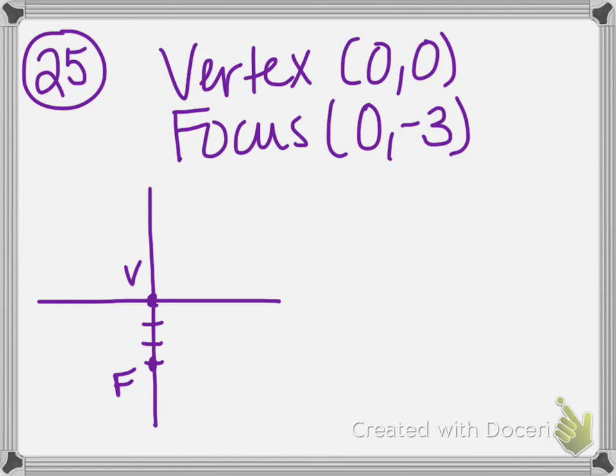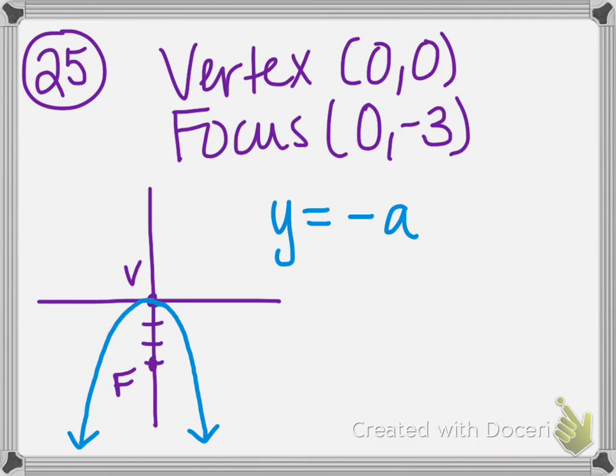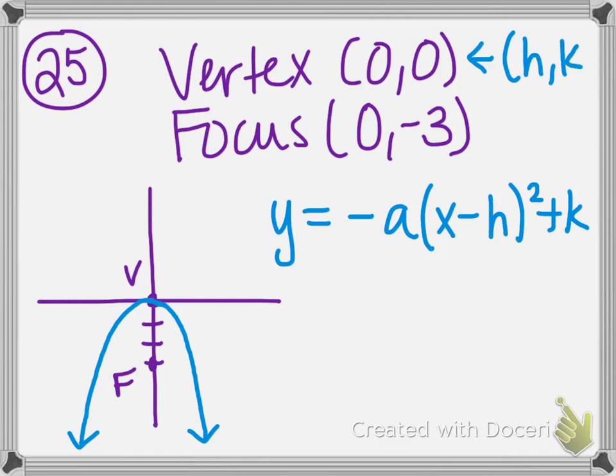And we're going to draw in our parabola, the focus. So the parabola opens downwards. Alright, if it opens downwards, then it's going to have to be a y equals equation. So we're going to have a negative a, because that's where the negative y values are, times x minus h squared plus k. H is the x part of the vertex, and k is the y part of the vertex.